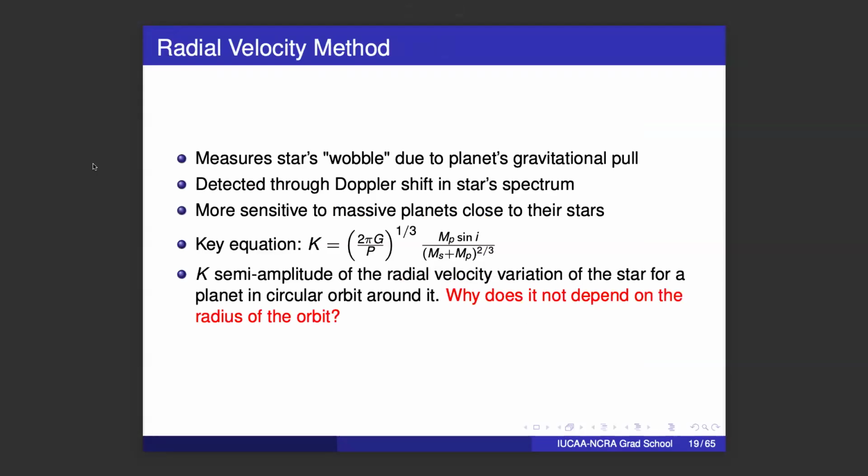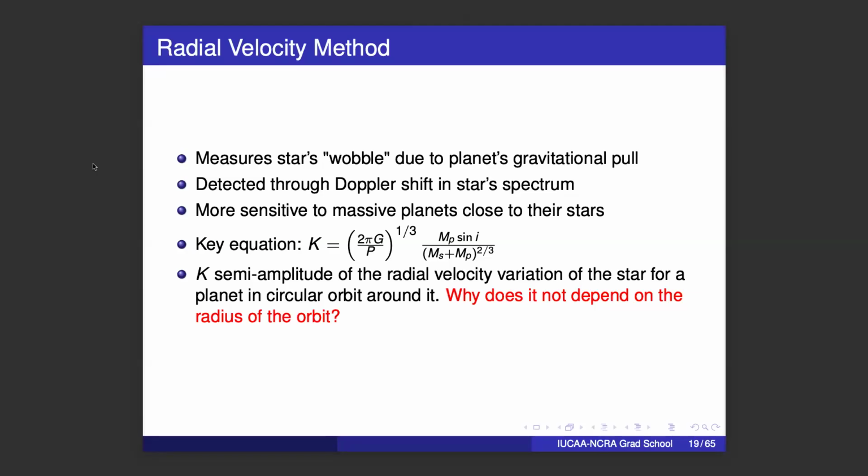Okay, so the radial velocity method. It measures the star's wobble due to the planet's gravitational pull, detected through Doppler shift in the stellar spectrum. And it is obviously more sensitive to more massive planets which are close to the star, because those are the things that will create the largest radial velocity variation.